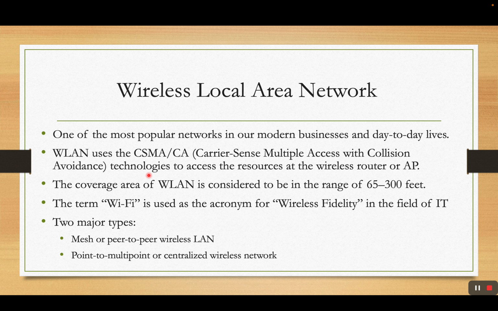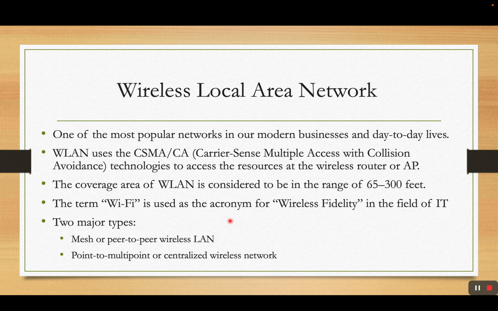Now, the coverage area of wireless LANs is considered to be between 65 to 300 feet. Keep in mind that the wireless LAN uses a very low power access point, which is the central point of the wireless LAN. In some cases, you could also find a high power access point. The reason behind this is that we use it to increase the coverage over a large building or campus.